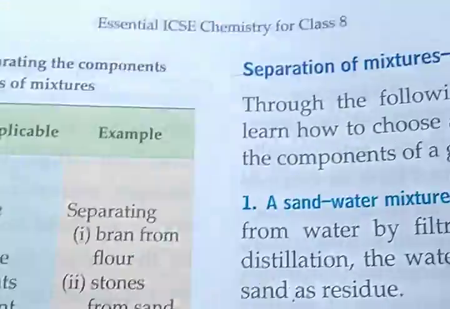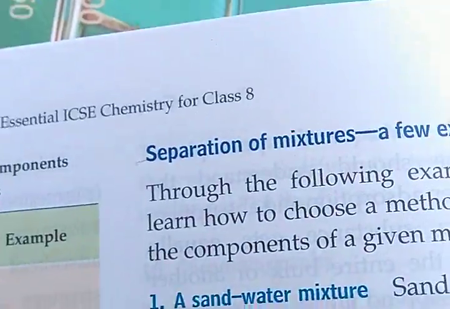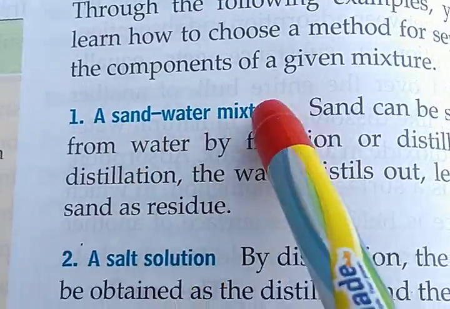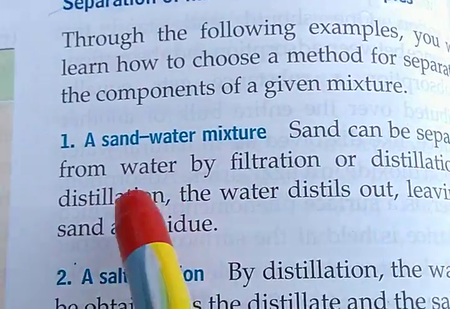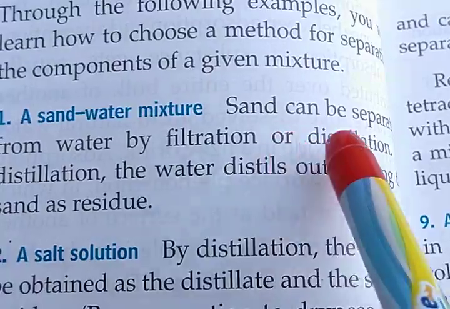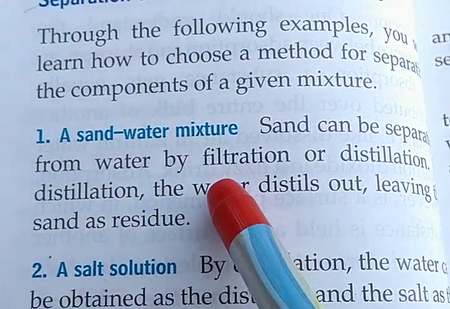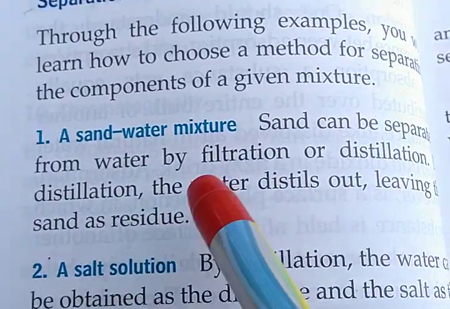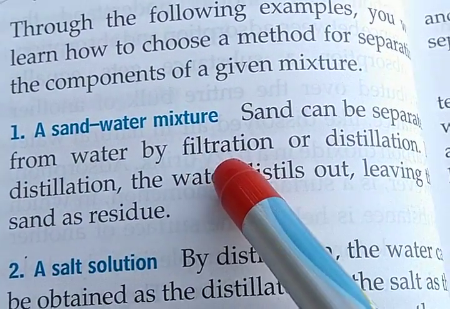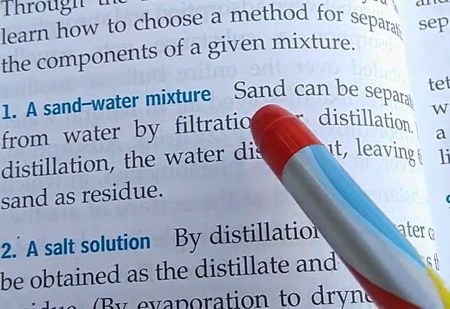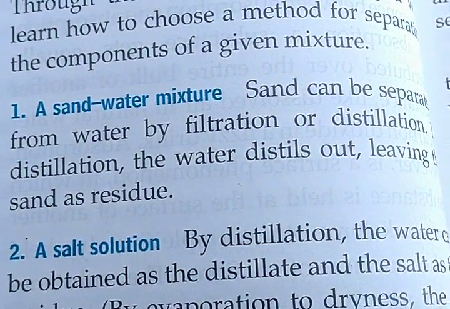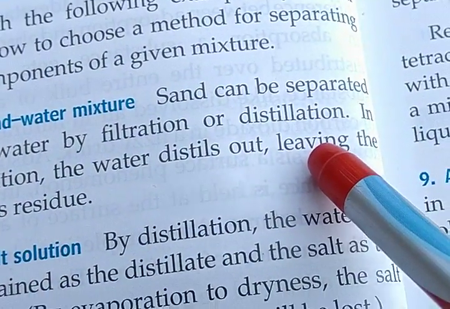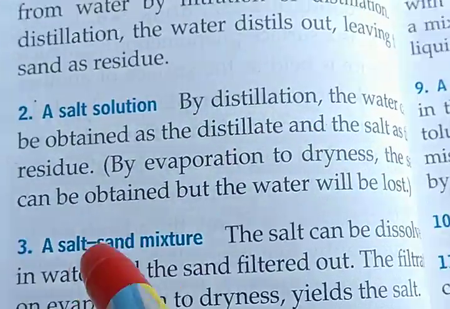Here are some examples about separating mixtures. First one is a sand-water mixture. Sand can be separated from water by filtration and distillation. The water is distilled out, leaving the sand as a residue. When we use the filtration process, normally the water just passes through. In the same way, sand is left behind on the filter paper as a residue.